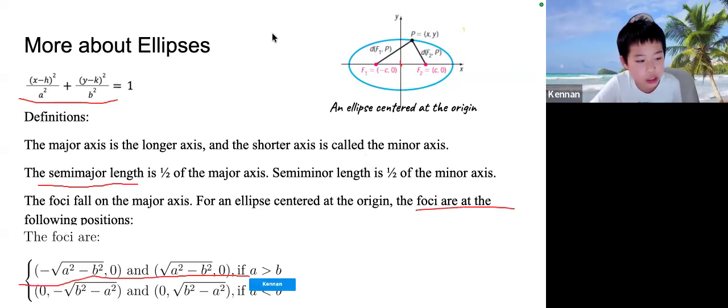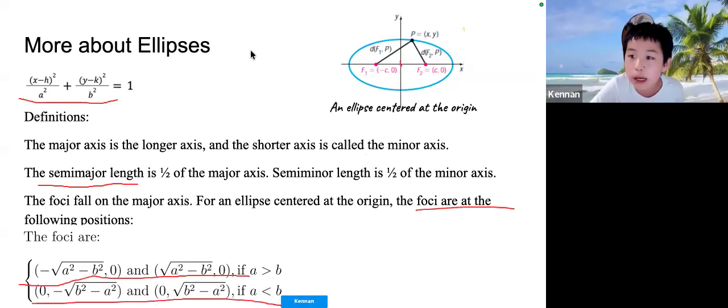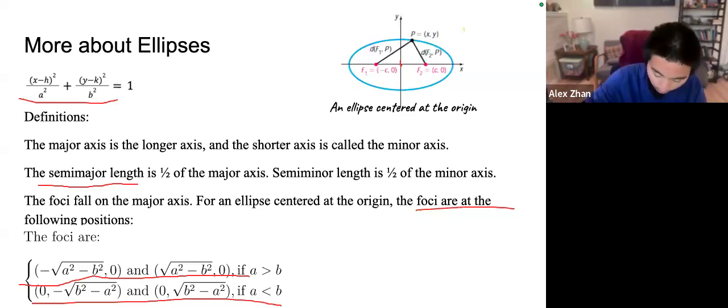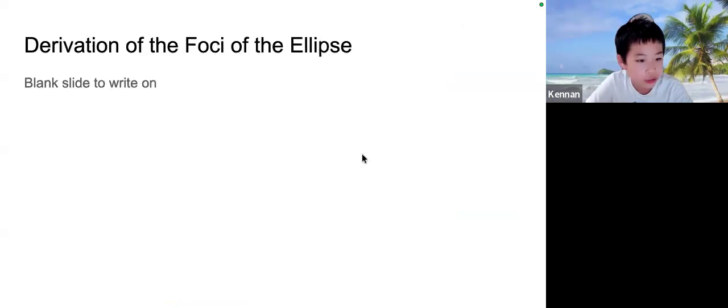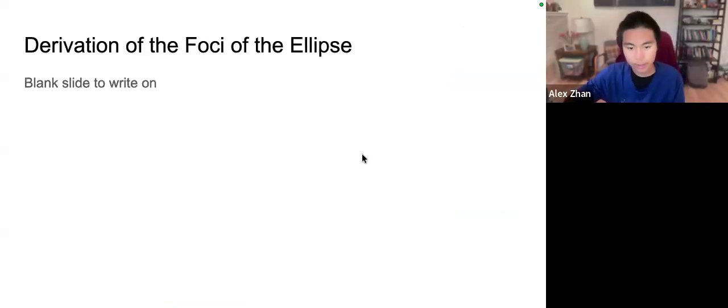It's basically these. Wait, Alex, should I prove this? Oh, yeah, we'll actually be proving that in a couple. All right, got it. Okay, so I think it was Justin going to do the proof of this.